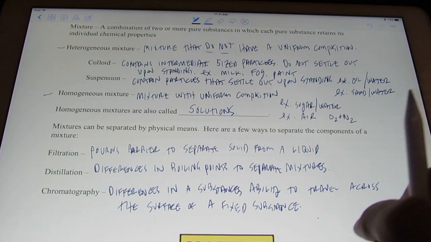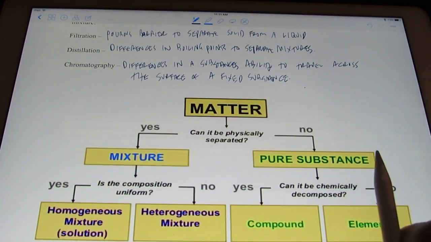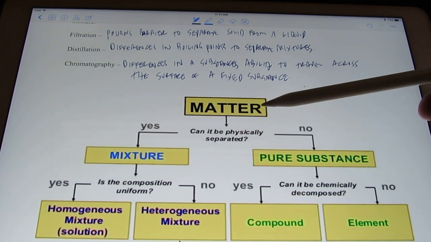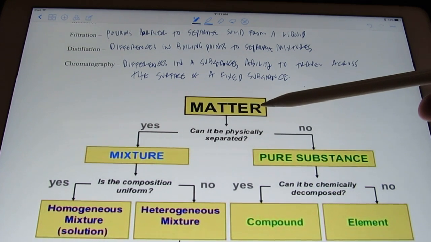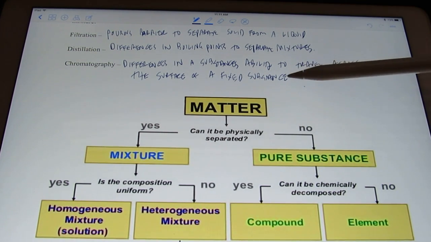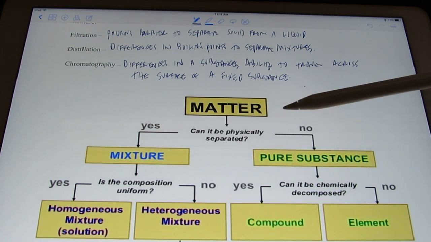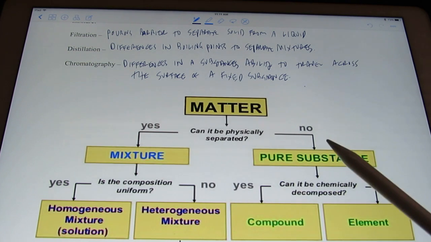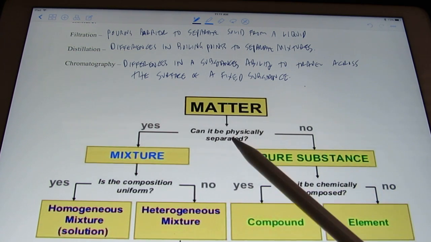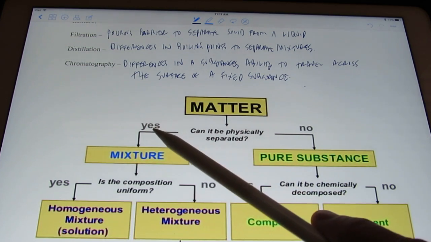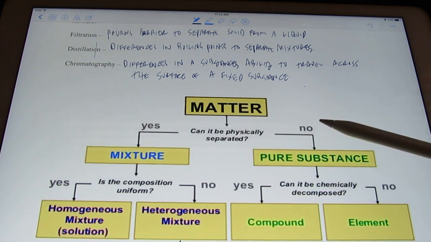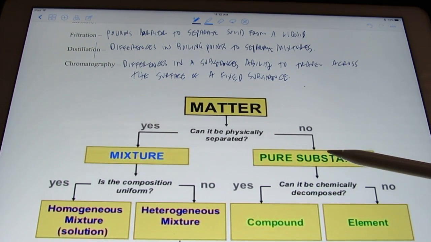So, in conclusion, for your first lesson, chemistry is the study of matter. We talked about what matter was. Go back and review that if you've forgotten. Chemists like to categorize matter, as do all scientists with the subject that they're interested in. For chemists, we like to separate matter into mixtures and pure substances. So, if it can be physically separated from one another by physical means, we call that a mixture. If it cannot be separated by physical means, we call it a pure substance.